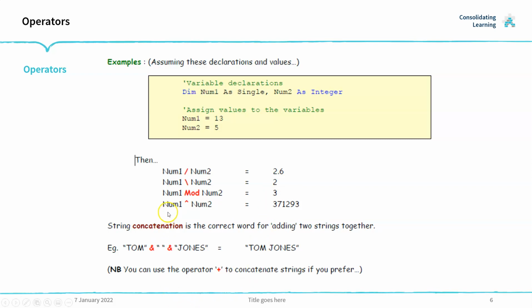And then num1 to the power of num2, so it's the contents of num1 to the power of num2, so that's 13 to the power of 5, would be 13 times 13 times 13 times 13 times 13, which gives me 371,293.